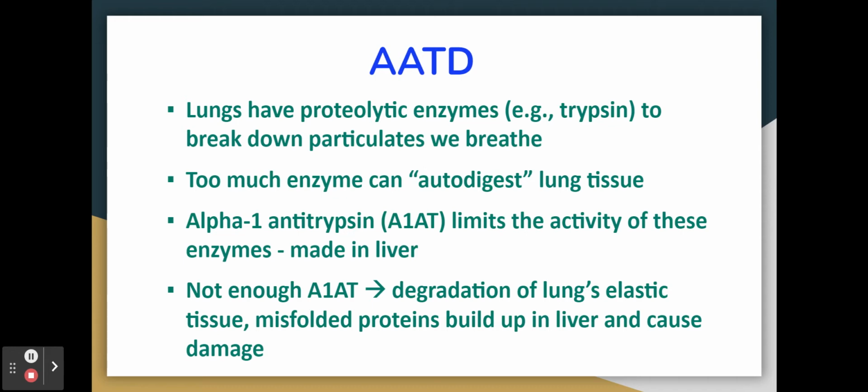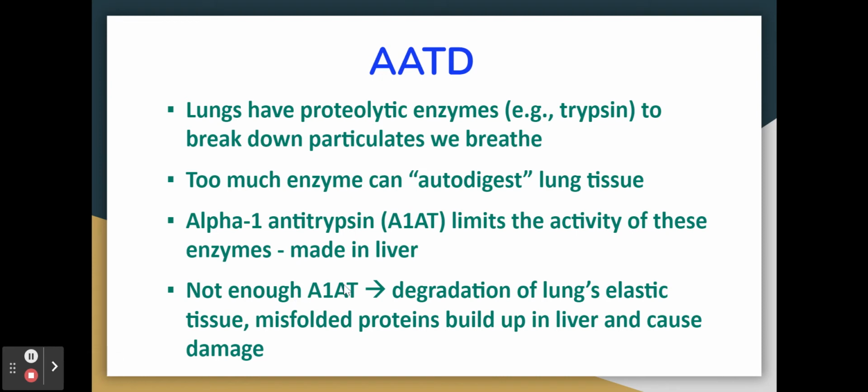Now, the other problem is that when you make abnormal alpha-1 antitrypsin, remember a gene codes for a protein. This abnormal allele will code for the wrong sequence of amino acids, and the proteins get folded and they jam up the liver. So that's the other part of that disease.